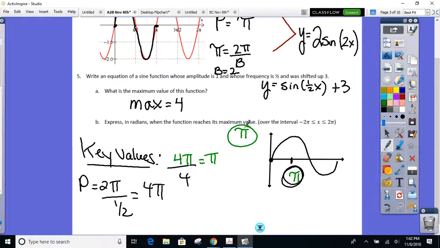Just so I know we get this, I'm going to change this question right now, so you don't have to write it down. Just tell me, where would the minimum be on the x-axis? If the max is at pi, where would that minimum occur? 3 pi. Why? What's this one? 2 pi, 3 pi, 4 pi. Yep. Okay, so the minimum would be at 3 pi. Guys, all good?